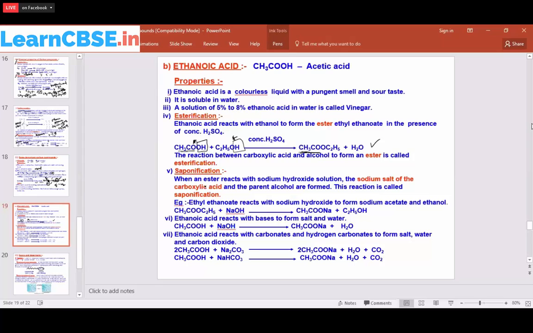The next one is the saponification reaction. So what is saponification? Whenever the ester reacts with sodium hydroxide, we will get the sodium salt of the carboxylic acid. That we call a saponification reaction. For example, ethyl ethanoate, CH3COOC2H5. We are treating it with sodium hydroxide. Now what will happen is the bond will break over here.